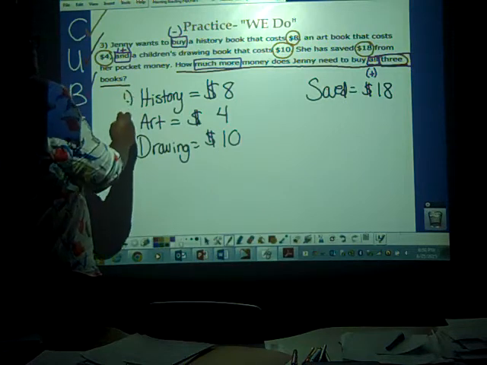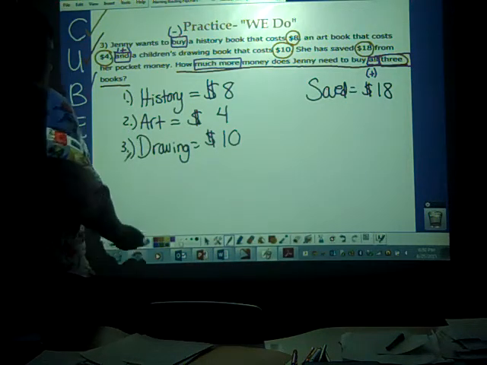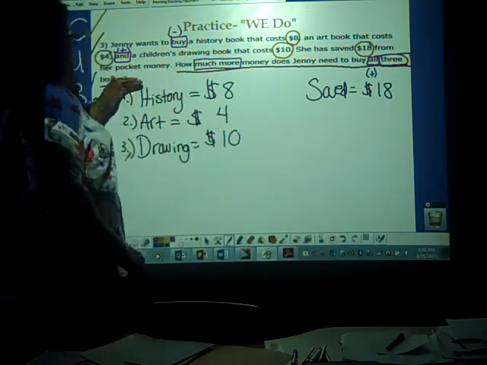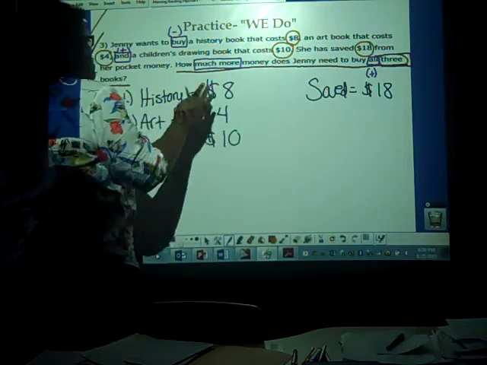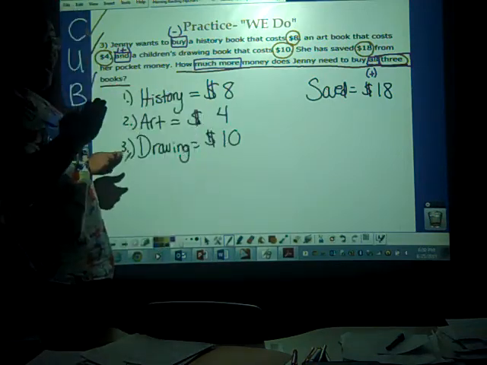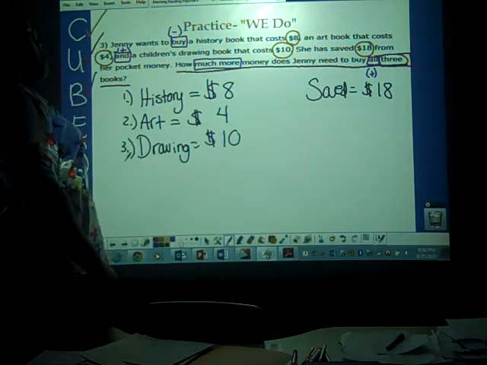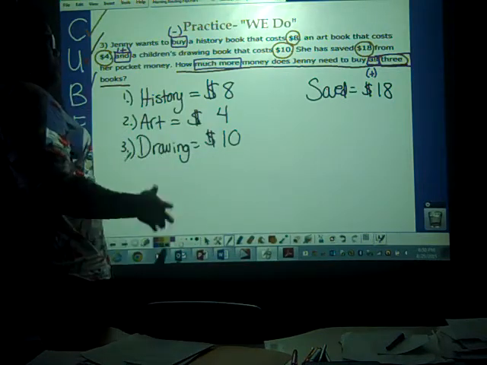This is book number 1, book number 2, book number 3. Pause the video and figure out this portion. What do you think you need to do? If she wants to buy all 3 of these books, what do you need to know? How much all 3 of these books cost? I just told you what you need to know. Pause the video, figure out this amount, and then press play.